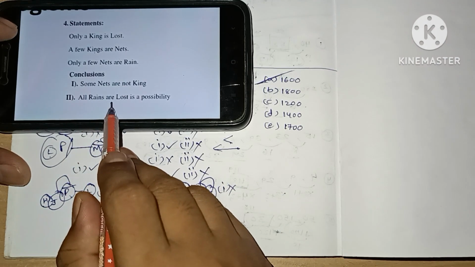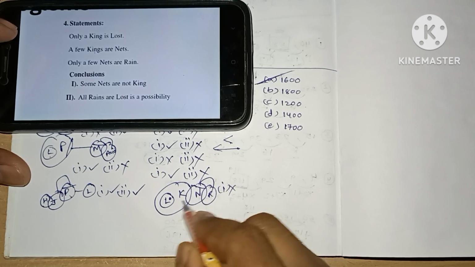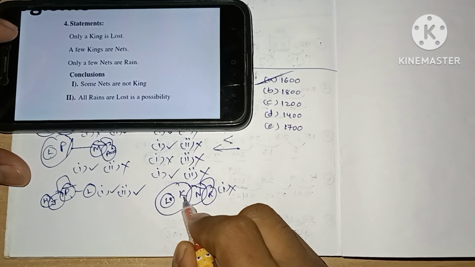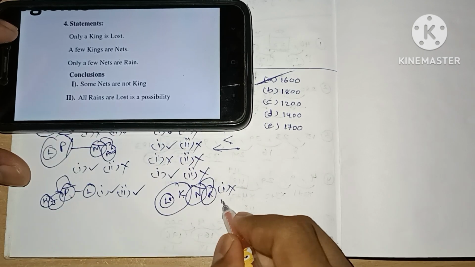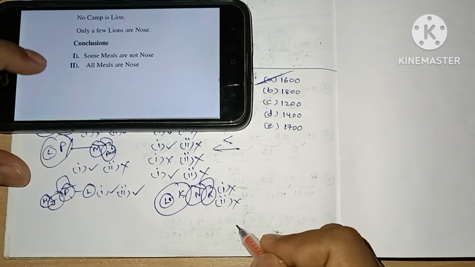All rains are lost is a possibility. All rains can be placed inside lost. No, it is not possible because the lost only shares with the king. So this case fails. Second conclusion will be false. Now we are going to see question number 5.